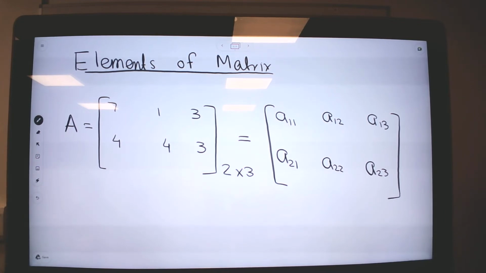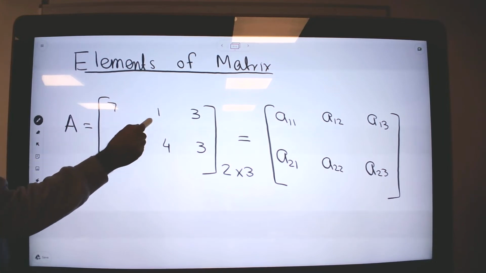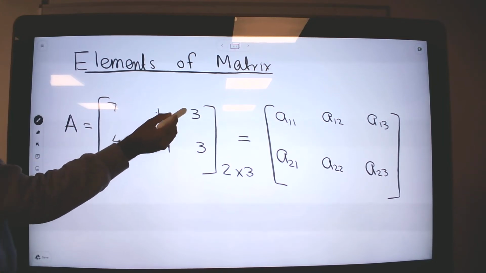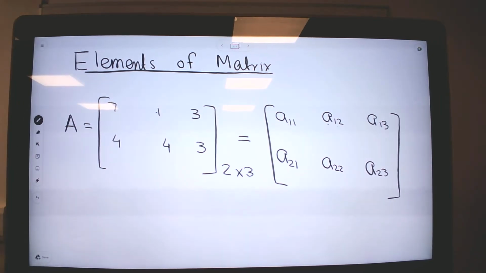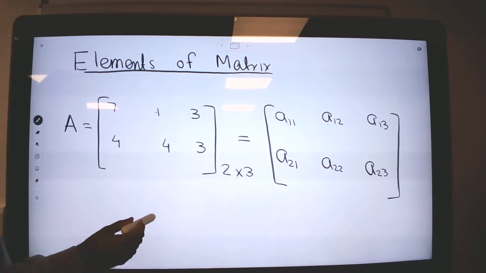Can you pick me element A12? A12 is going to be that one, the first row and the second column. That's how we do it. So these are called the elements of the matrix. Why is the order important? Why are the elements important? Let's have a look at the next one.